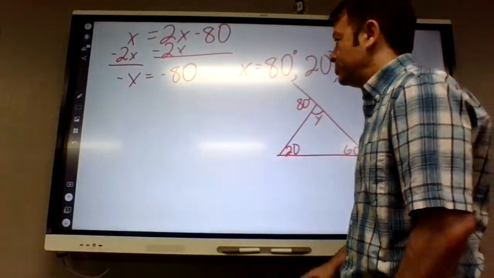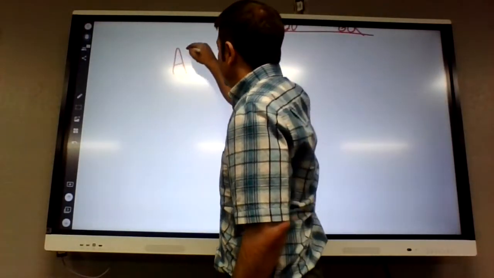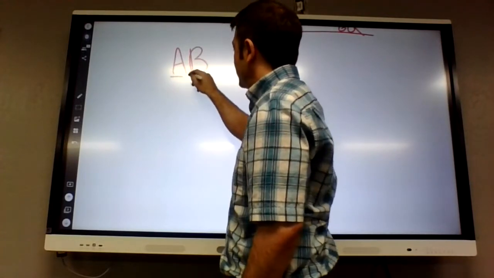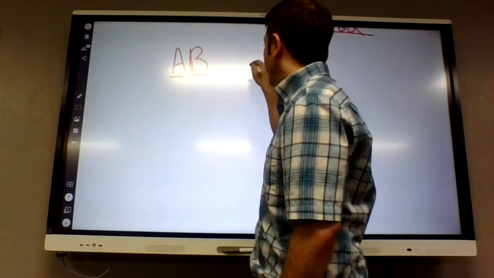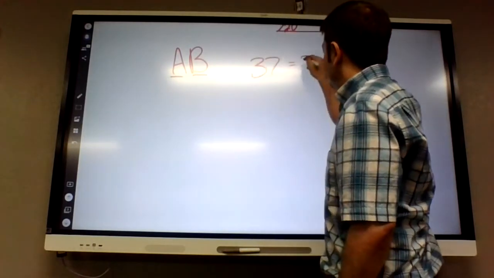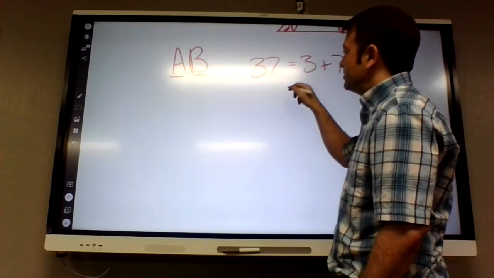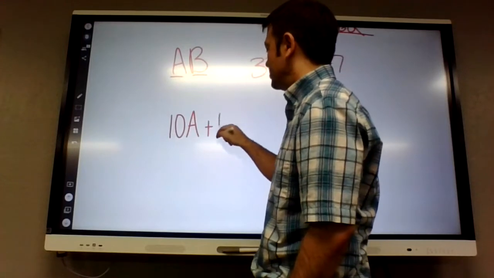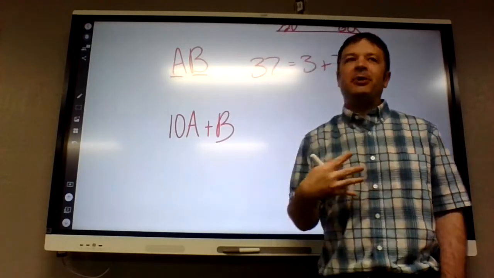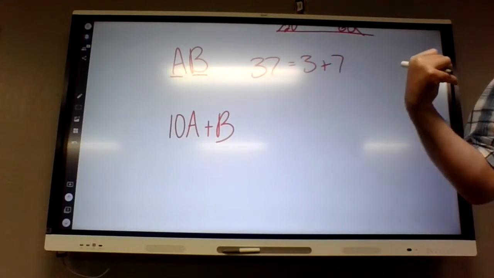Write the value of a two-digit number. If we call the number AB, A is the tens place, B is the ones place. Is 37 equal to 3 plus 7? No, it's 30 plus 7. So it's worth 10A plus B. When they talk about the value of the number, that's what they're talking about.